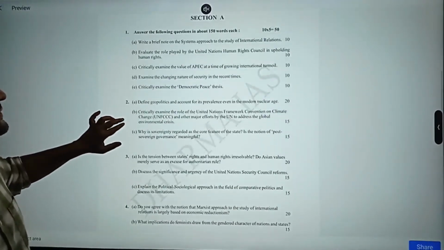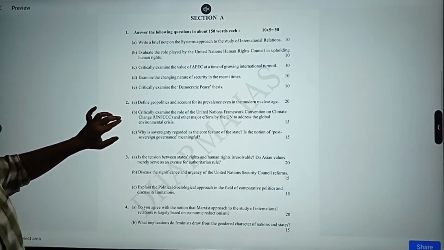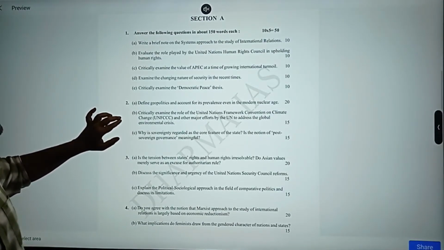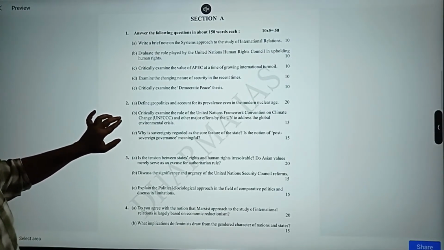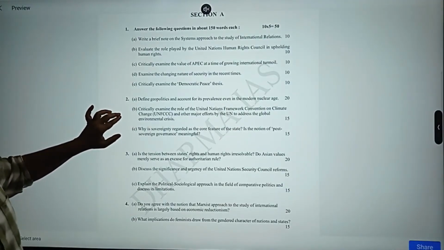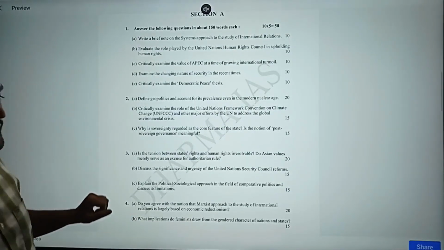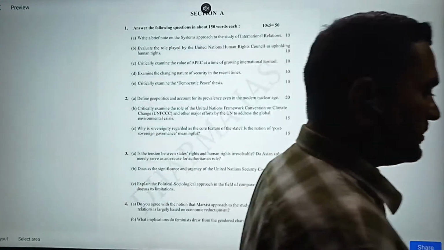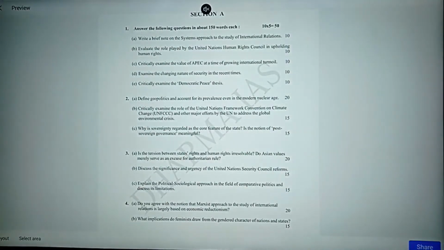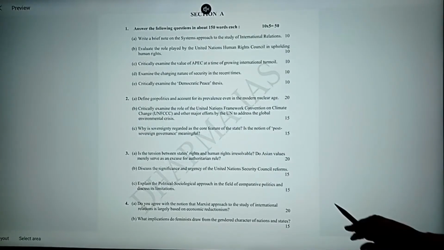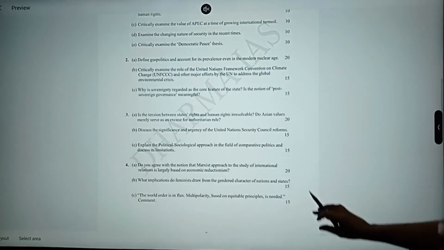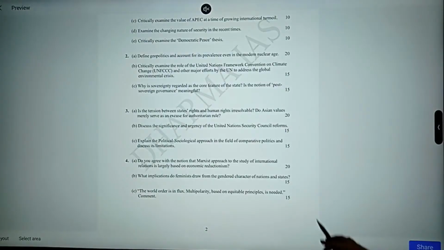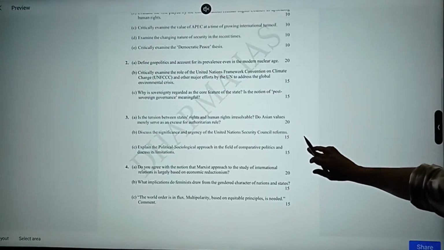Quickly, the questions. Question number 1: write a brief note on the systems approach to IR. Then the second one is the United Nations Human Rights Council. Third one is critically examine the value of APEC at a time of growing international turmoil. Examine the changing nature of security in recent times. Critically examine the democratic peace thesis.